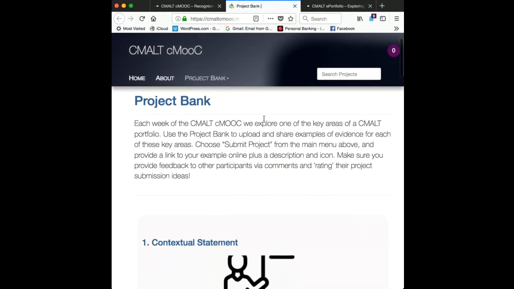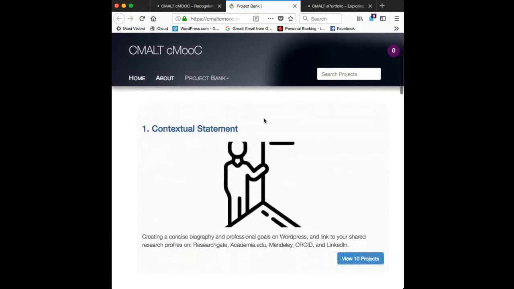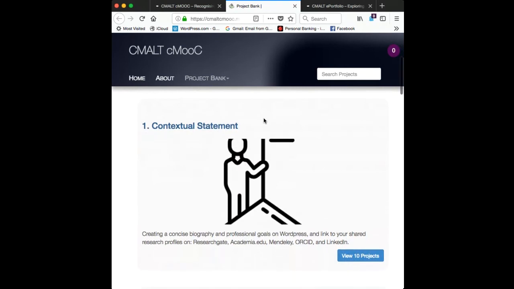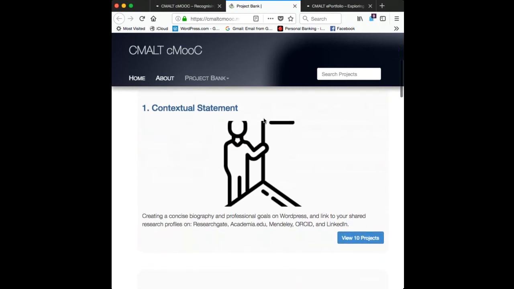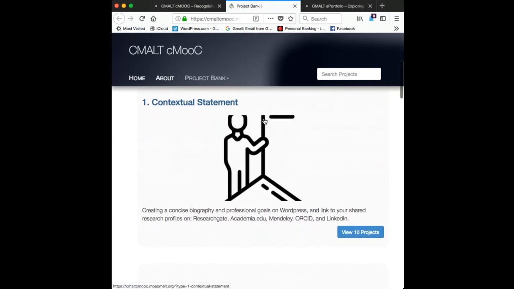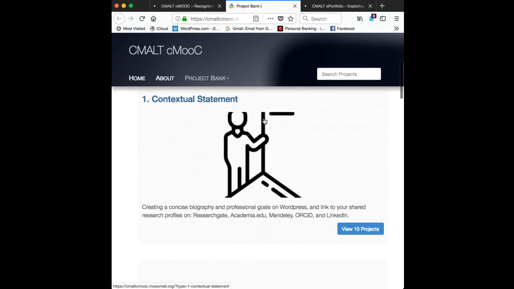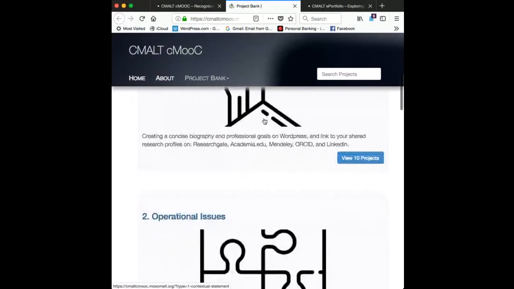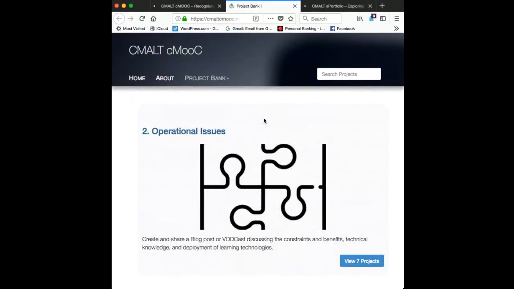So we have a project bank, which Kate's just pulled up there, and this is where each week we try to get the participants to share examples of what they're putting into their portfolios or they intend to. So examples of practice. Yes, Google Plus still lives, and so does Hangouts, which actually is way better than Collaborate, but anyway. So each week you'll find some examples there of previous participants. We've done the CMOOC twice already. This will be our third iteration in September.